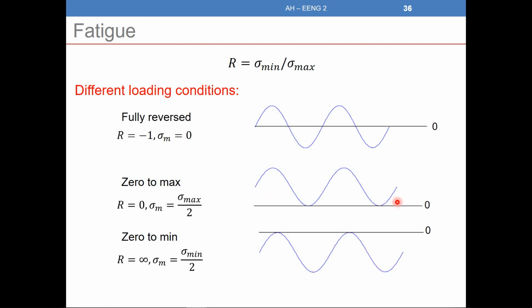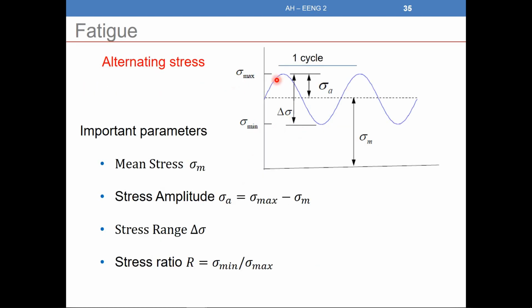We don't need to have 0 everywhere. Like in the previous slide, we can have any two random values of the stress. And we'll see later how this affects the number of cycles that we will have at the end.